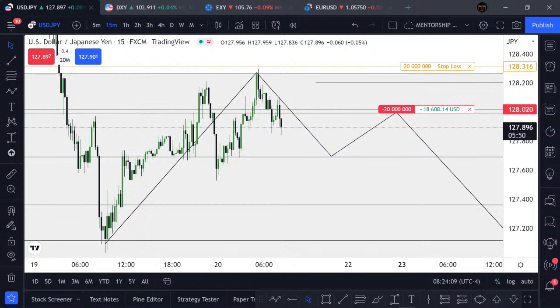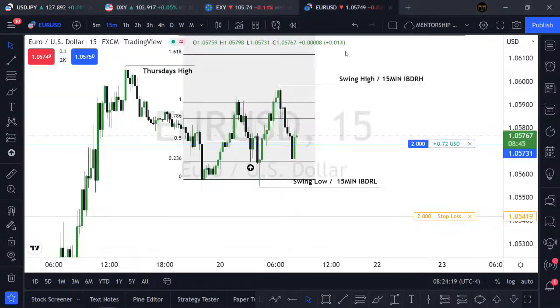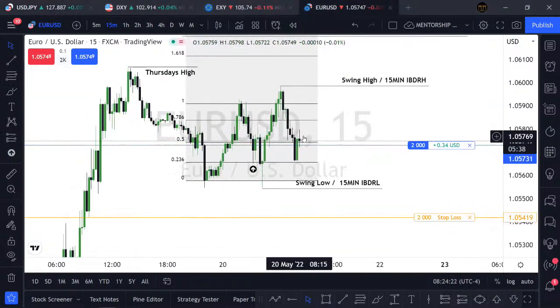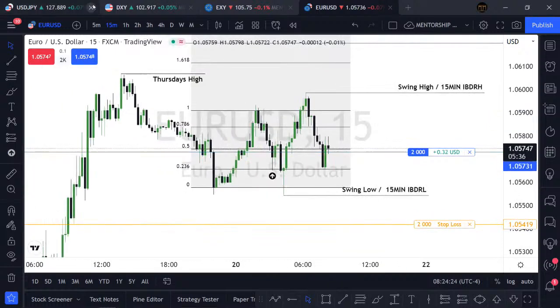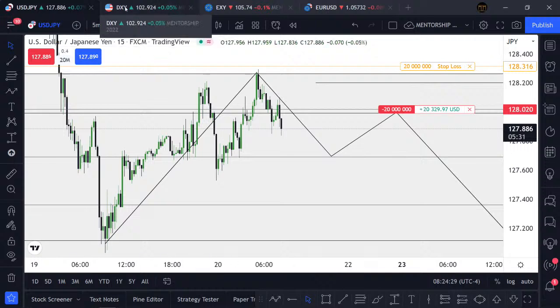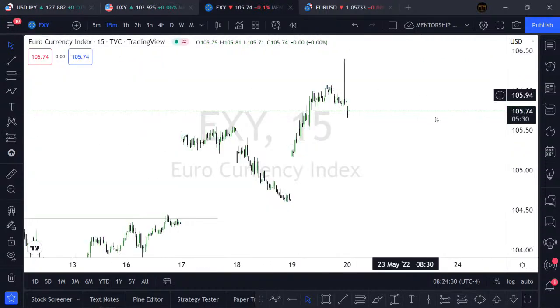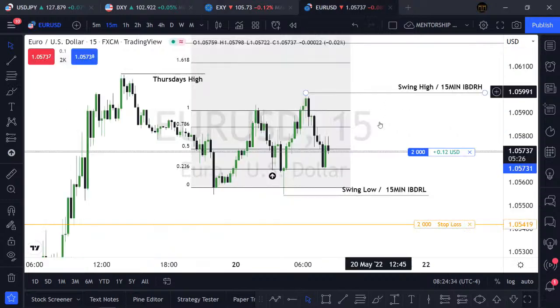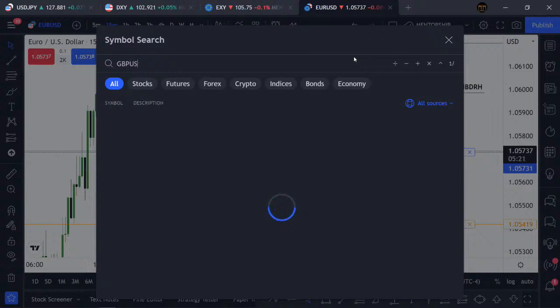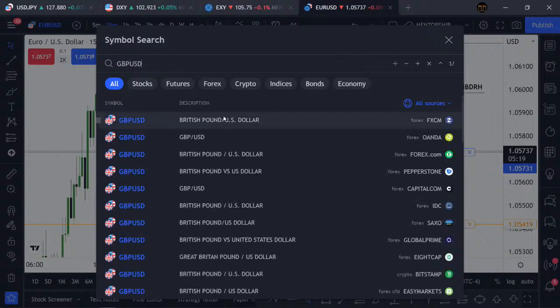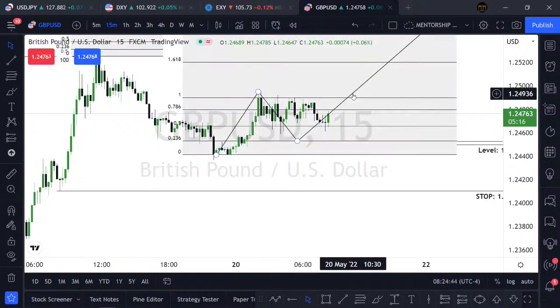Okay, so now let's move on with the analysis. So Euro USD, we are still stuck here. Let's look for another pair. Let's look at the pound dollar, GBP USD.